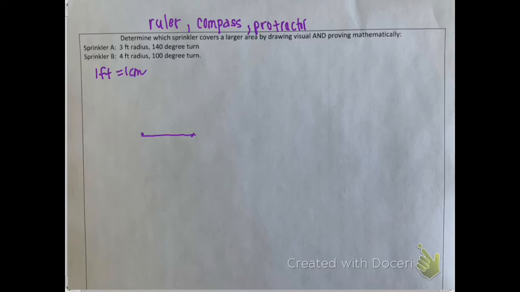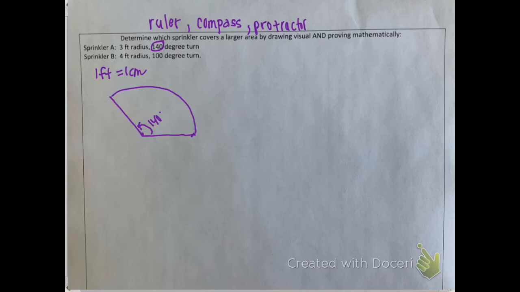Next, I would take a protractor and measure 140 degrees. So in this case, I'm just going to freehand it. So I'm going to say this would be a 140 degree turn right here. From there, you would measure the 3 centimeters again to connect here. And then lastly, you would take your compass, which makes circles, and then you would draw your arc there. So this is how much that first sprinkler covers.